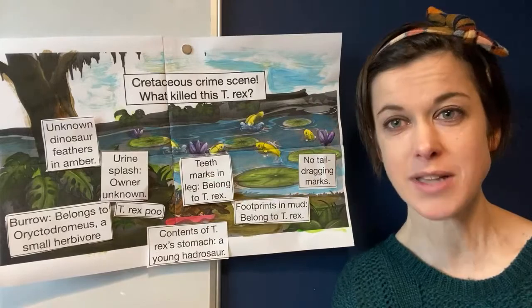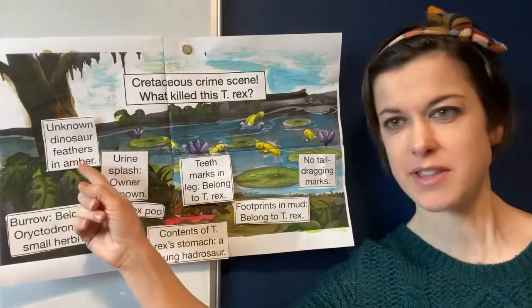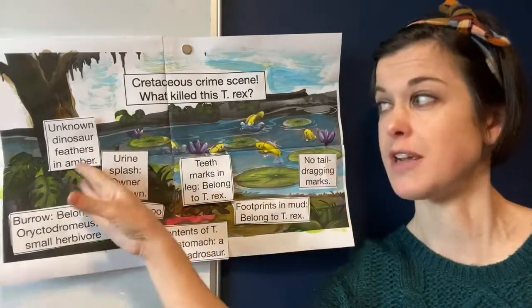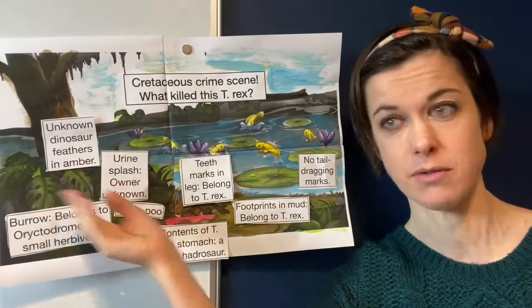The answer is, well done if you got it, unknown dinosaur feathers trapped in amber. The dinosaur feathers, that's an actual part of the dinosaur. So that's not a trace fossil, that would be what you call a body fossil. It's a bit of its body.